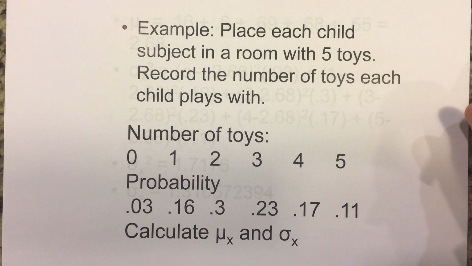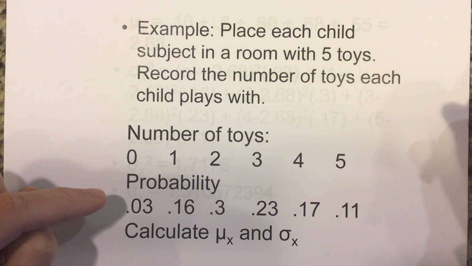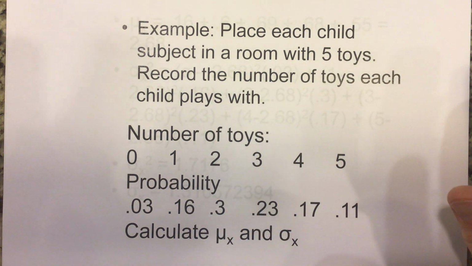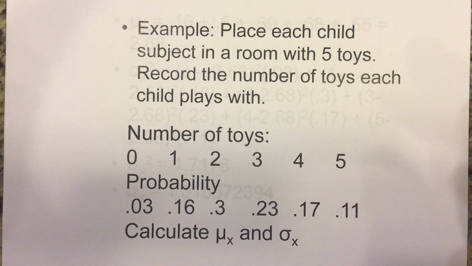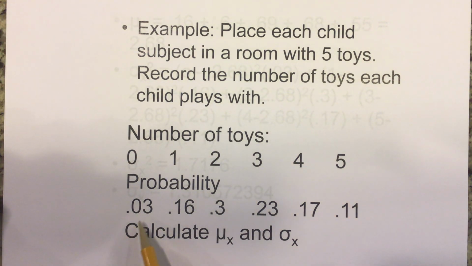The thought was, kids that just sit there and drool on themselves and don't investigate any of the toys may not be so bright, right? And the kids that investigate more toys and are more curious would go through life and become more intelligent adults. So anyway, these are the results of one such experiment. 3% of the children just sat there and drooled on themselves, right? 16% just played with one toy the whole time. 30% tried out 2 toys, so on and so forth.